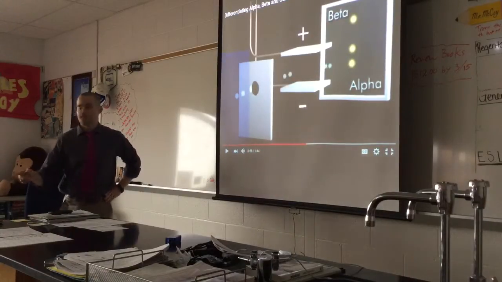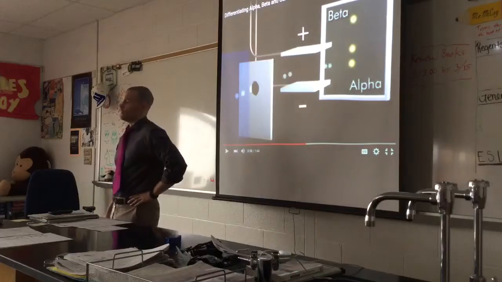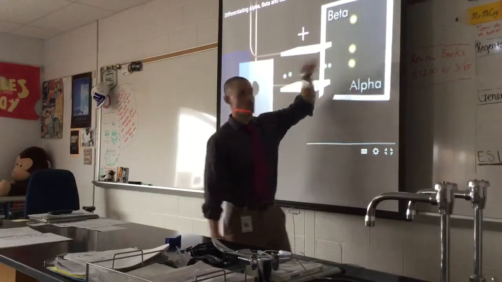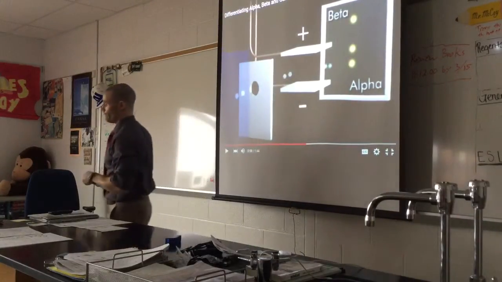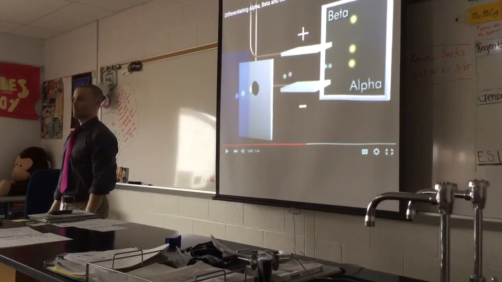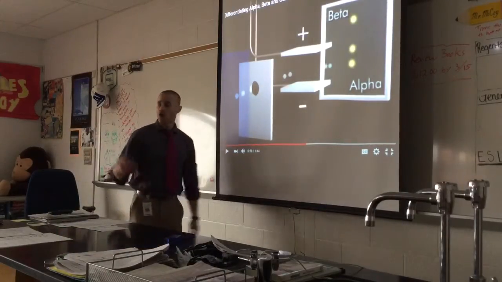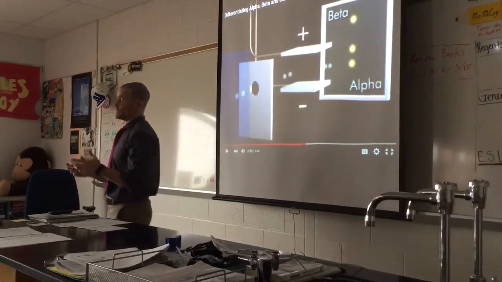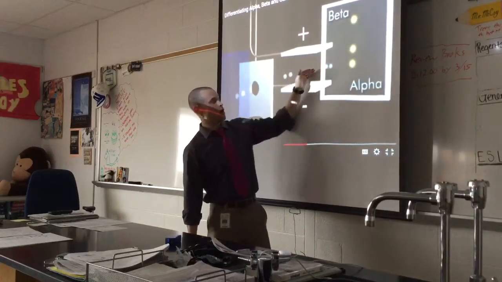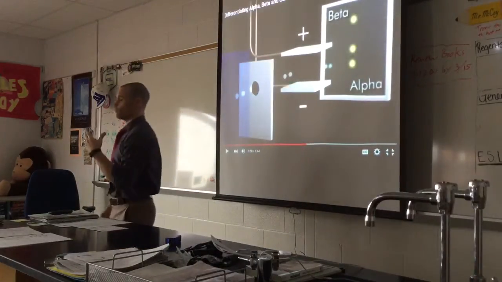How come alpha isn't deflected as far as beta is? In other words, alpha, from going straight, it only deflects a little bit, but beta goes up further from the straight path. Why would beta be deflected more than alpha? Say it again? It's smaller. What's smaller? Beta? Yes, very good. It's the mass. Beta is 0 over -1 e. Alpha is 4 over 2 He. Alpha is more massive. So it's harder for the electric field to deflect it because it weighs more, right?